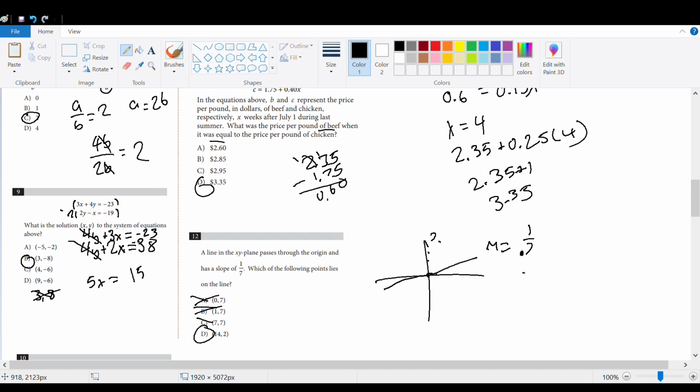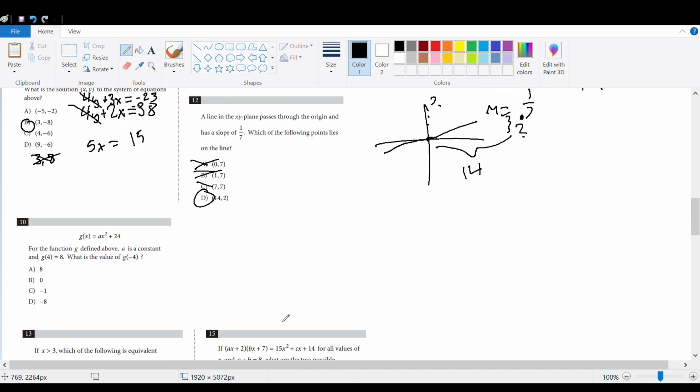And D is correct because the equation for slope is rise over run. And here it would be a run of 14 and a rise of 2. So if you put rise over run, then we get 2 over 14, which is equal to 1 over 7. So if you don't want to draw out a graph and all that, then you just do that instead.